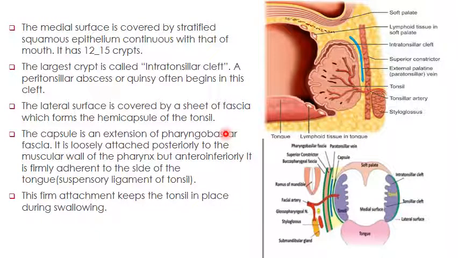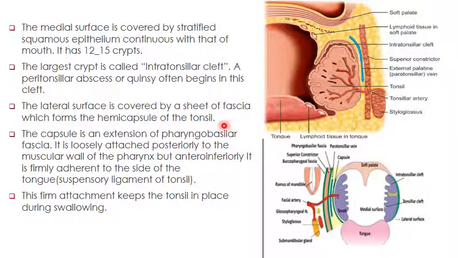The medial surface, which is facing the oral cavity, is covered by stratified squamous epithelium continuous with that of the mouth. It has 12 to 15 crypts. Now here you can see the medial surface of the palatine tonsil showing crypts, and the largest crypt is called the intratonsillar cleft. This one is the intratonsillar cleft. A peritonsillar abscess or quinsy often begins in this cleft. And what is a peritonsillar abscess? We will discuss later in this lecture.